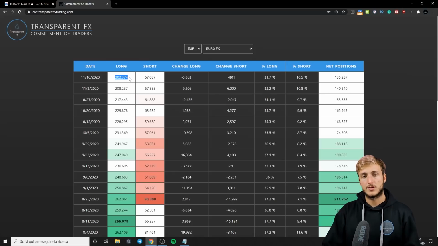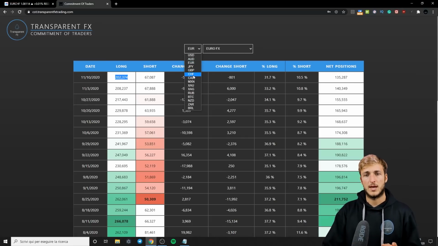With now 202K longs and 67K shorts. So shorts increased from 50 to 67K and longs got decreased from 266K to 202K. So basically 64K longs got closed from some profit taking from an institutional perspective, which makes the euro quite weak.